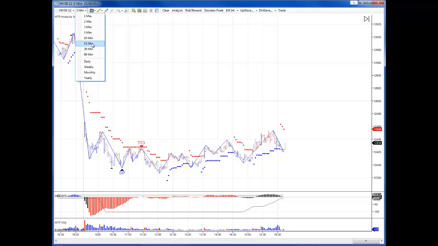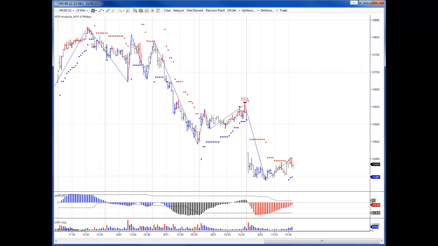So let's start by looking at the larger degree time frame, in this case the 15-minute. Here you can see how we had a TS3 sell basically just before the market closed on Friday afternoon. So it was no surprise at all that the markets declined yesterday and came down to these levels.